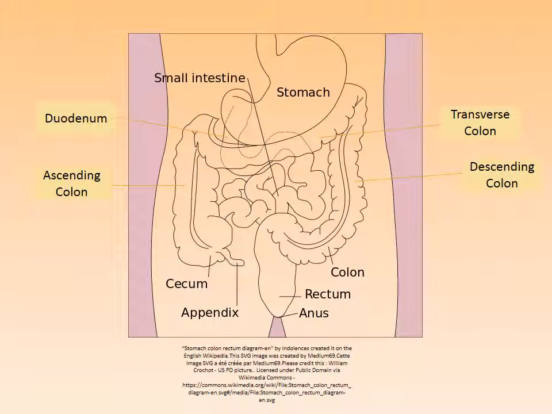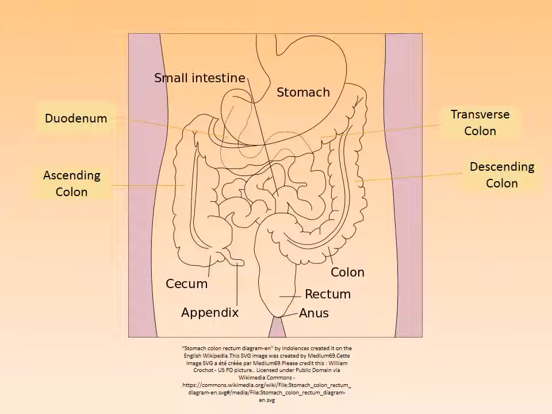So the large intestine is made up of many parts. There's the cecum, which is the first part of it, and the appendix is connected to the cecum. The ascending colon is the part of the large intestine that runs upwards. The transverse colon is the part that runs horizontally across the abdomen. The descending colon is the part of the large intestine that runs downwards after the transverse colon and before the sigmoid colon. The sigmoid colon is the part of the large intestine between the descending colon and the rectum.